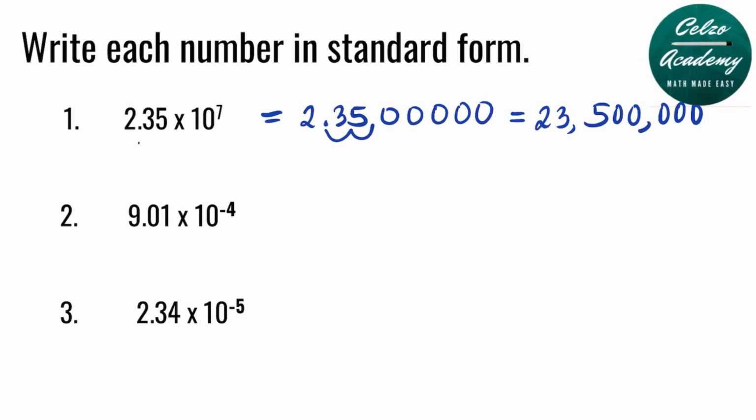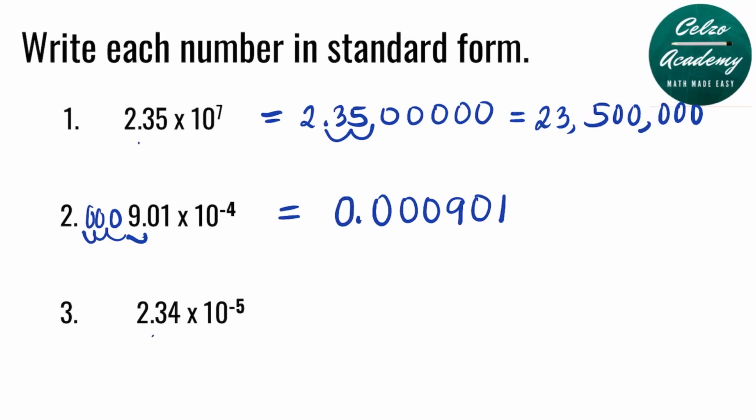Question number 2. 9.01 times 10 to the power of negative 4. Since the power is negative 4, this means we need to move the decimal point 4 places to the left. 1 place, that means we need to add 3 more zeros on the left side. 2, 3, 4. So the answer is 0.000901 and we write 0 before the decimal point.